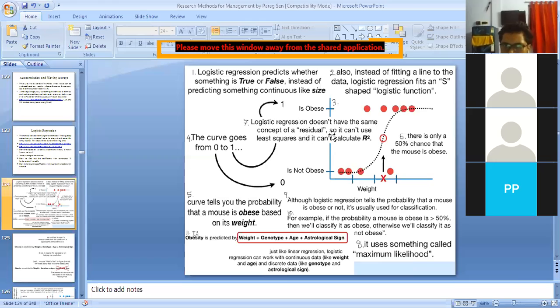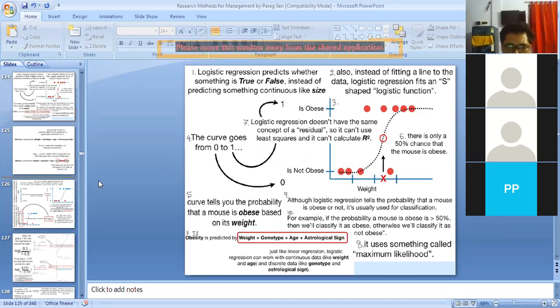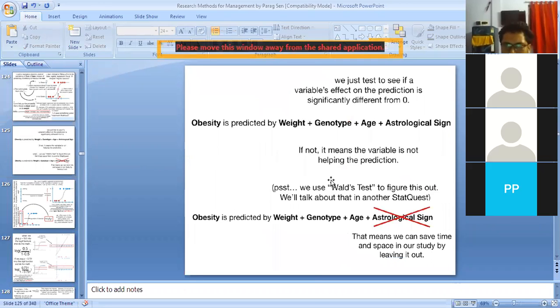That's why you use here the maximum likelihood estimation. Okay, you use something called maximum likelihood estimation. And suppose this is the thing I told you earlier.